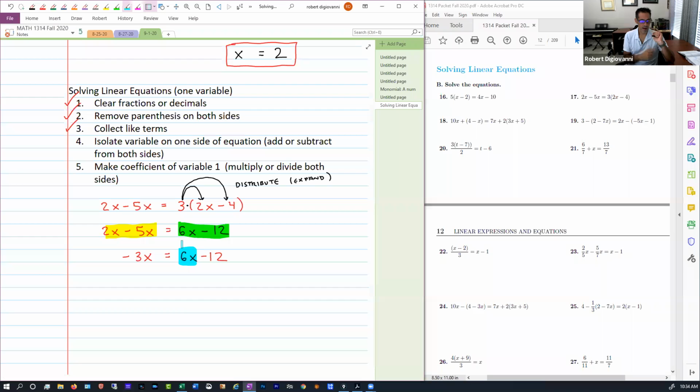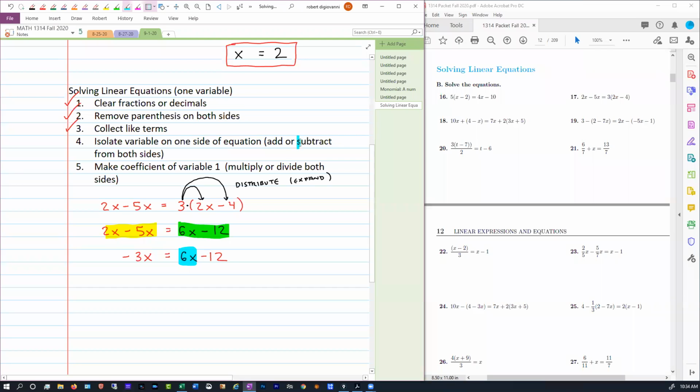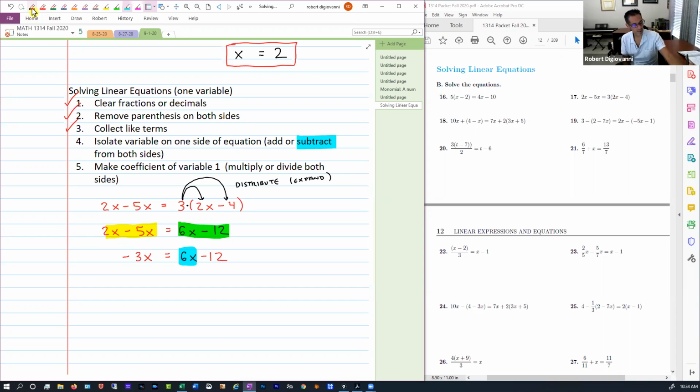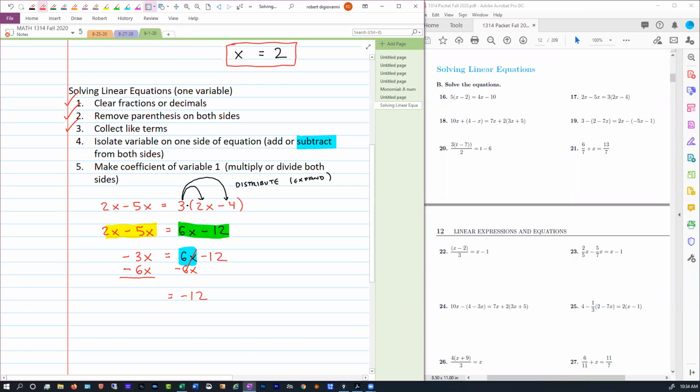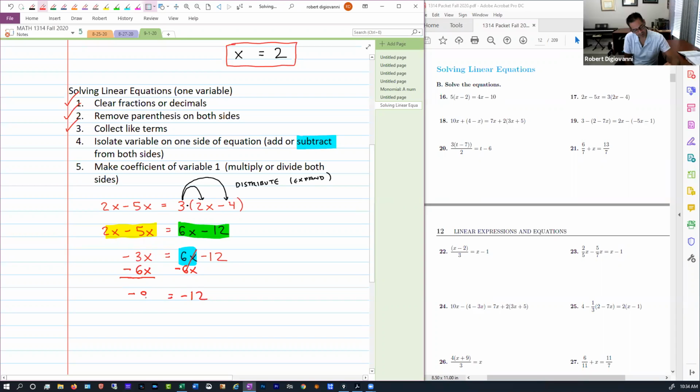So how are you going to get rid of that 6x? You subtract 6x. She's going to subtract, right? Subtract on both sides. Subtract 6x here and subtract 6x here. It goes away here, which leaves you with the minus 12. And on this side, Abby, what do you have there? Negative 3x, take away 6x. Negative 9x. Okay, good.